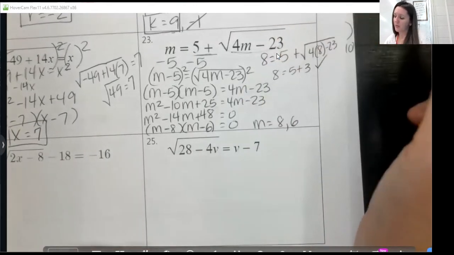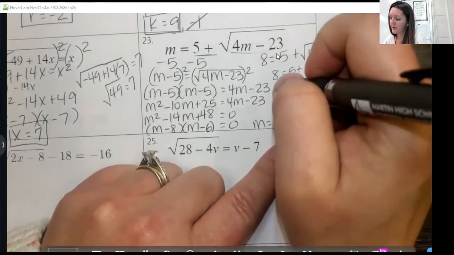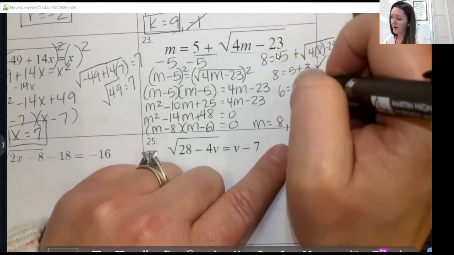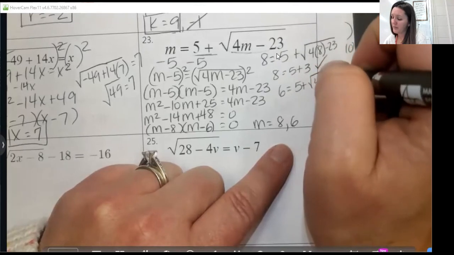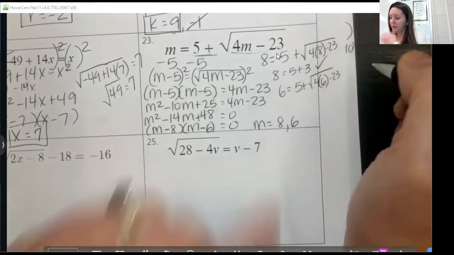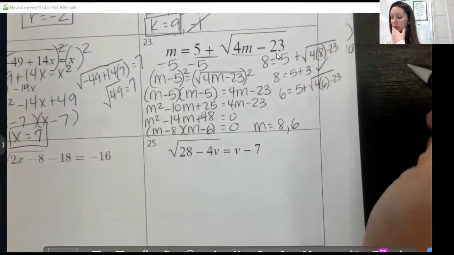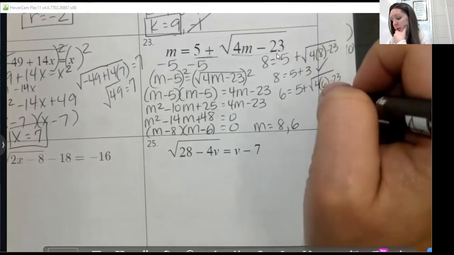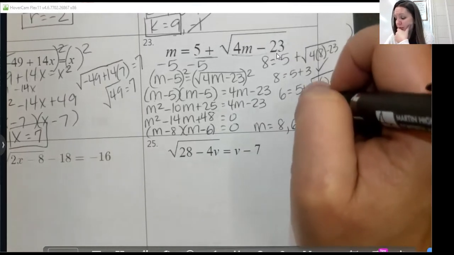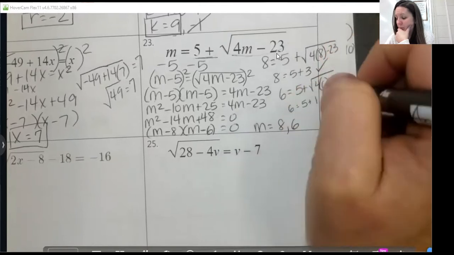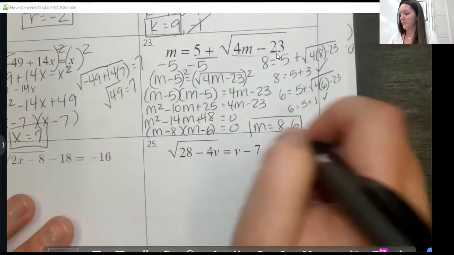All right, let's check the other one, 6. So I have 6 equals 5 plus the square root of 4 times 6 minus 23. So 4 times 6 is 24. 24 minus 23 is 1. Square root of 1 is 1. So 5 plus 1 is 6. Hey, they both work. All right, so I'm going to box both of them.